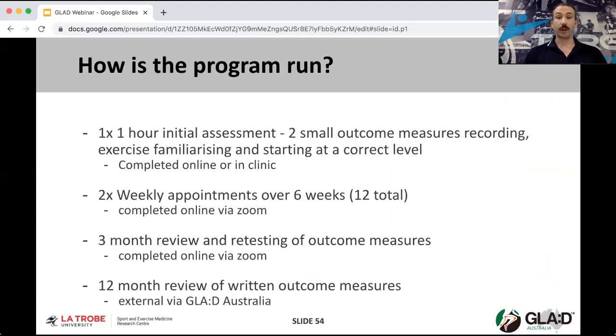How's it run? I just kind of alluded to this before. A 1 hour initial assessment with the outcome measures being recorded, familiarisation and starting at a correct level. The 2 weekly appointments over the 6 weeks, so 12 in total, and that's done through Zoom, which we're using tonight. The 3-month review, again, can be done in clinic or online via Zoom, and then 12 months of review of the written outcome measures through GLAD Australia.